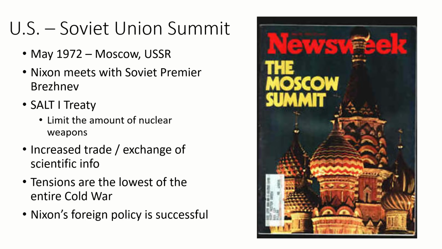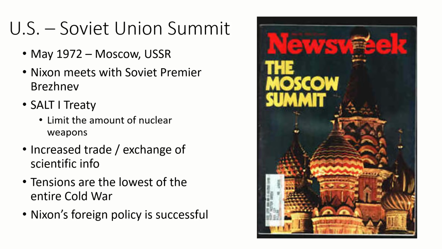And so not to be outdone, the Soviets did not want to risk being split off, the Americans and Chinese versus the Soviets. And so in May of 72, the Moscow summit is called, where Richard Nixon is able to go to the Soviet Union and meet with the new Soviet leader, Leonid Brezhnev. And at this meeting, they signed the first Strategic Arms Limitation, or SALT, treaty, which is going to limit the amount of nuclear weapons that both sides are going to have. They also agreed to increase trade, as well as exchange of basic scientific information. And it's in these early 70s that tensions become the lowest of the entire Cold War.